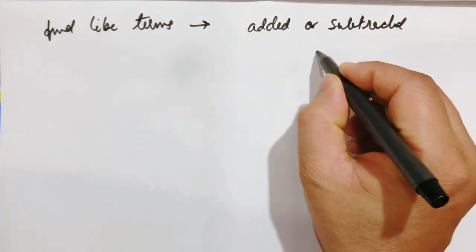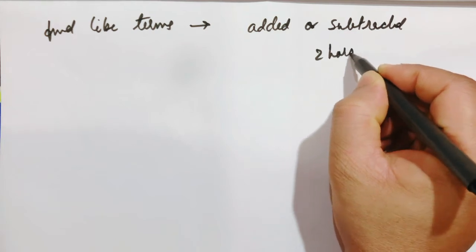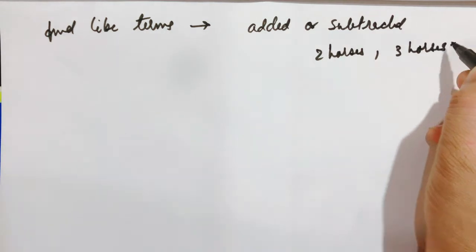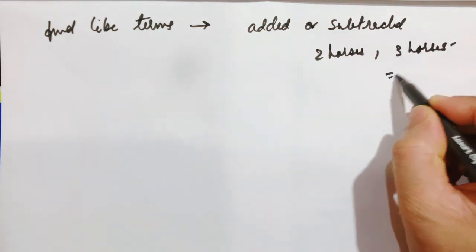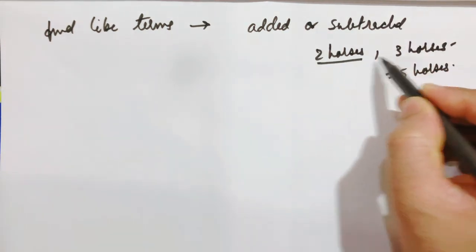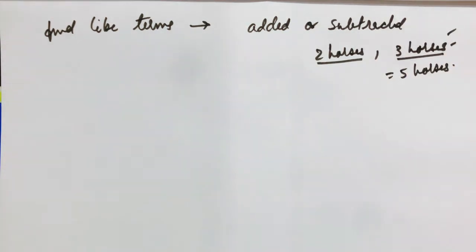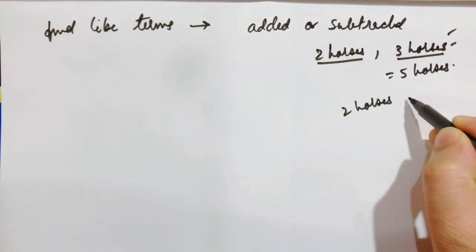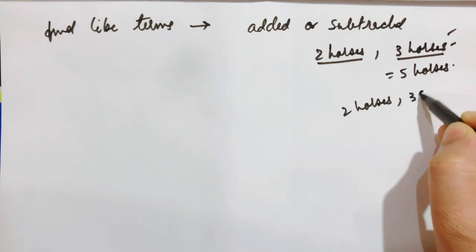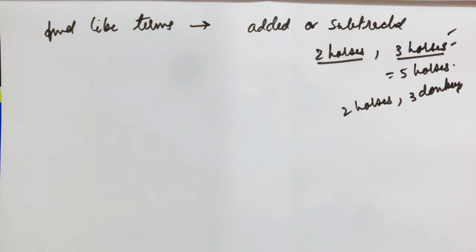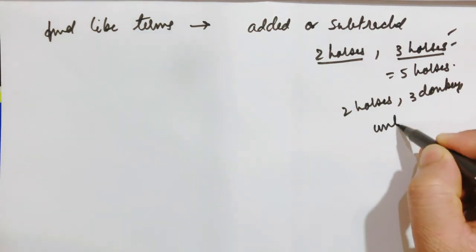For example, two horses and three horses. Can you add them? So 2 plus 3 is equal to 5 horses. So we say that these 2 horses and 3 horses are like terms. What do you think about 2 horses and 3 donkeys? Can you add them? It cannot be added. You cannot say 5 horses donkey. So they are unlike terms.